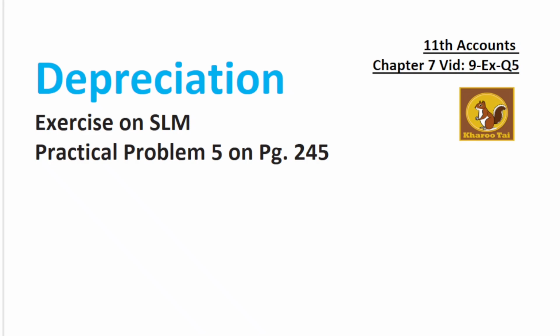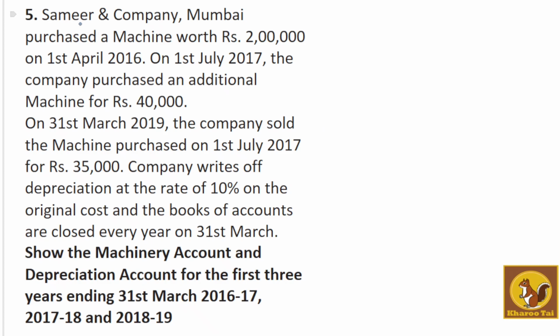We are going to solve practical problem 5, that is on page number 245. Let's go through question number 5. Samir and Company, Mumbai purchased a machine worth rupees 2 lakh on 1st April 2016. So on 1st April 16, machinery 1 is purchased at 2 lakhs.